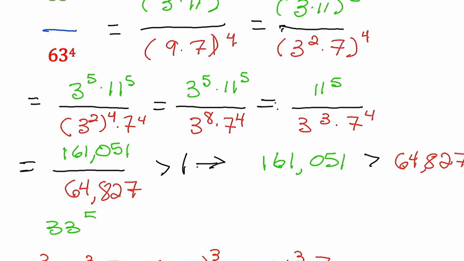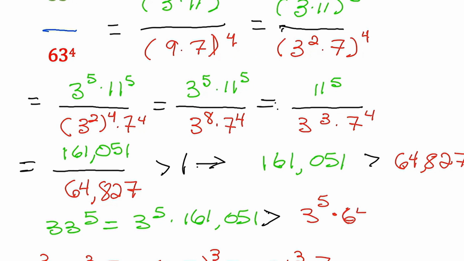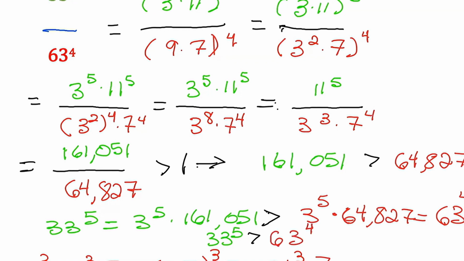So we would have 33 to the 5th equaling 3 to the 5th times 161,051, greater than 3 to the 5th times 64,827, which was equal to 63 to the 4th power. So our conclusion is that 33 to the 5th power is greater than 63 to the 4th power.